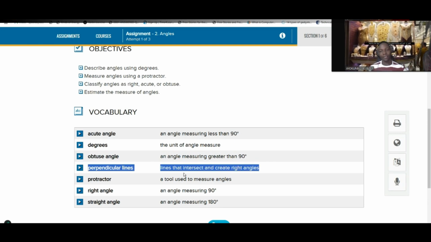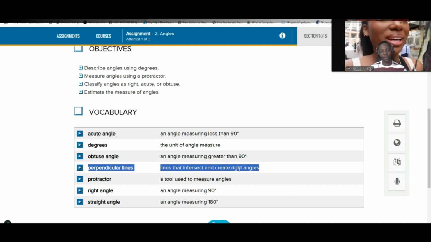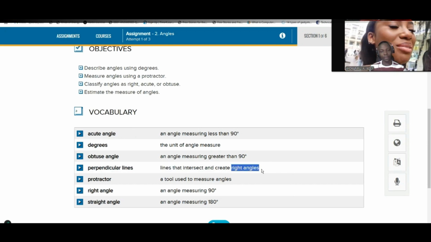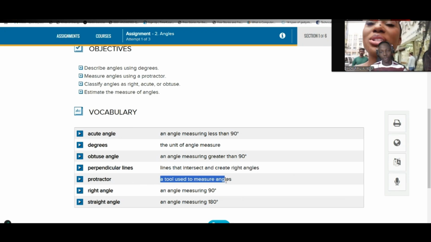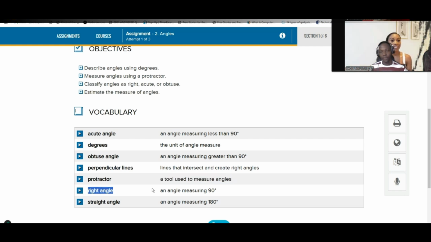Perpendicular lines are lines that intersect and create a right angle. What's the meaning of right angle? It means 90 degrees. A protractor is a tool used to measure angles. A right angle is an angle that measures 90 degrees. A straight angle is an angle that measures 180 degrees.